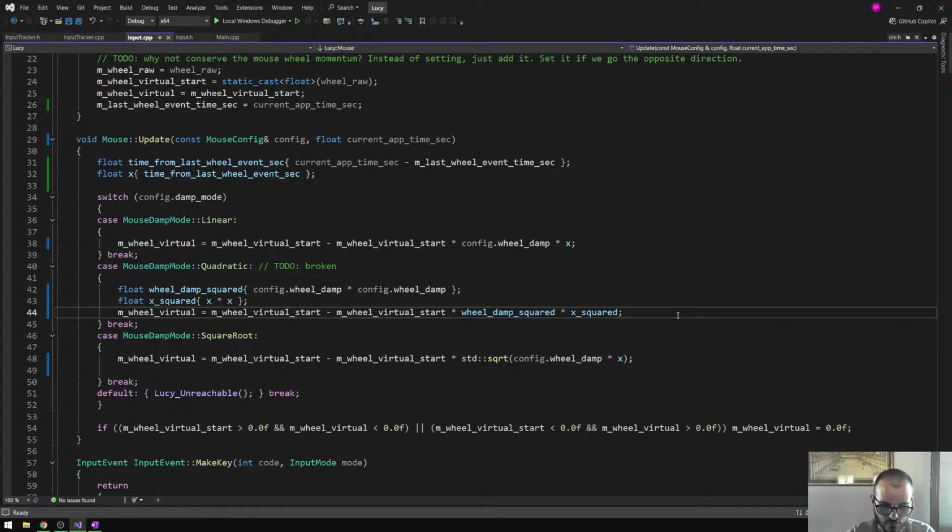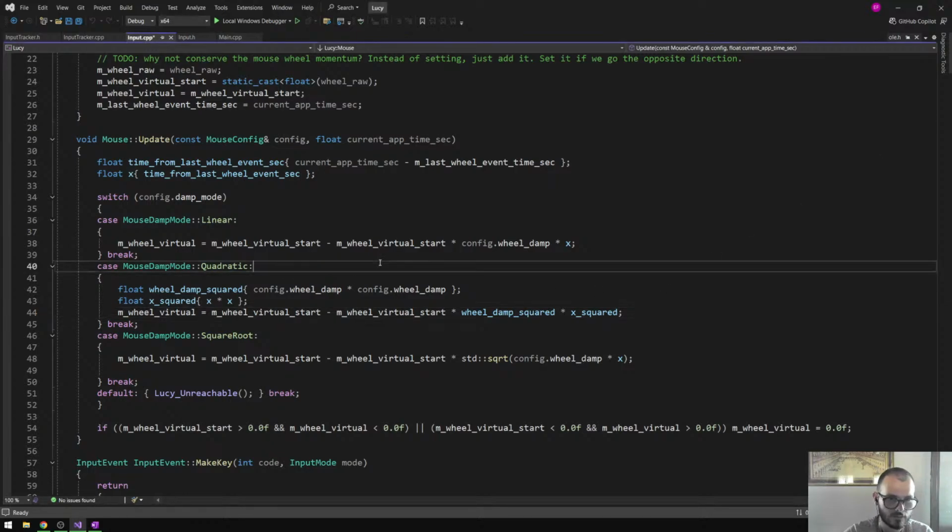Oh well, wait, first before signing off, I want to commit. So implement, fix quadratic and square root damping modes. Commit. That's it. Oops. To do broken. No, it's not broken anymore. Remove to do.